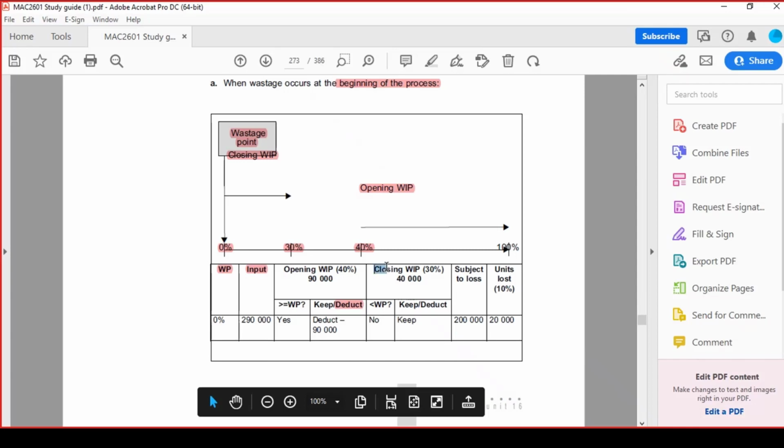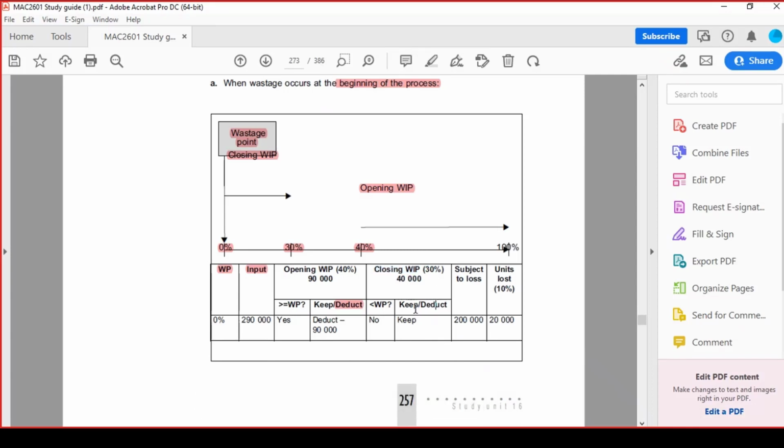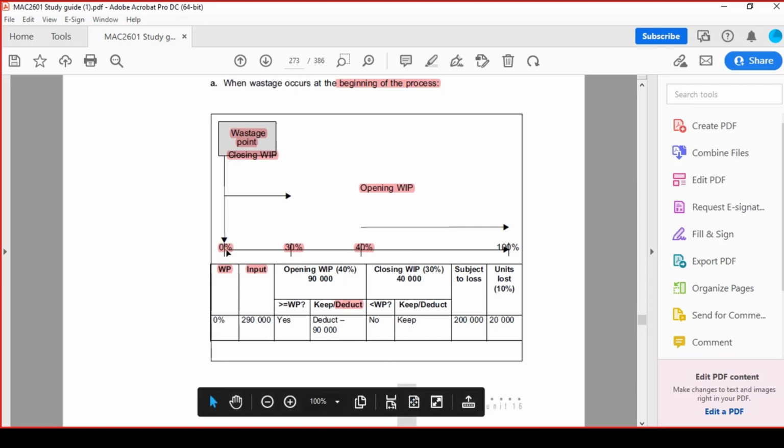You then continue and ask yourself about closing WIP at 30%. The rule says if it's less than the wastage point, you deduct. But if it's greater, you keep. So you ask yourself, is my 30% less than the 0%? No. Therefore, I keep. So as a result, I'm not including it as part of the deduction portion. So now you answer: your units that are going to be lost are 10% of this 200,000. So total normal loss is 20,000.